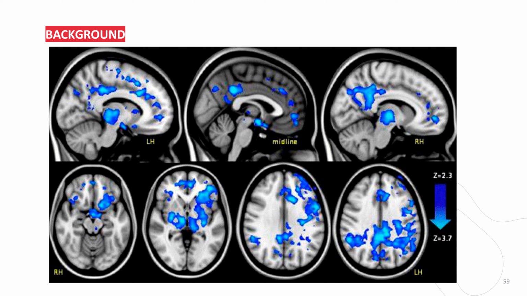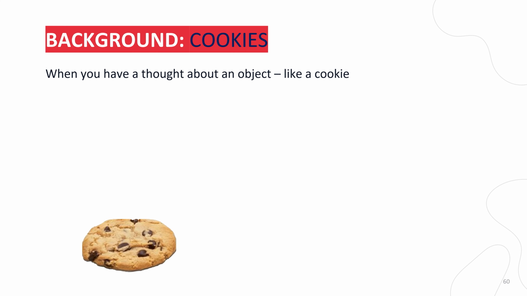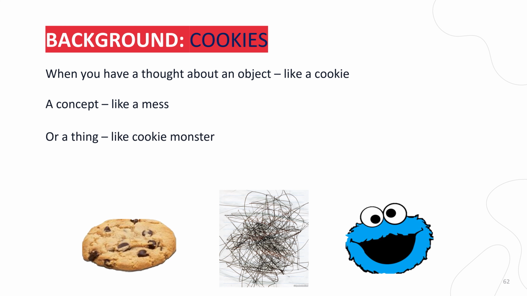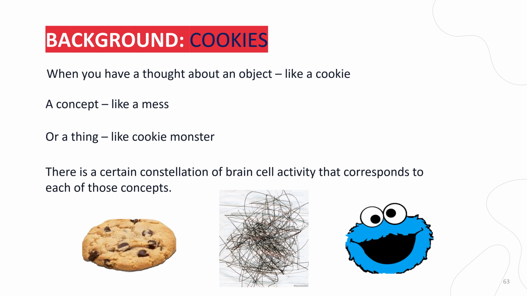And you can see evidence of this using an fMRI scanner. In fact, if I handed you a cookie or merely showed you a picture of a cookie, it would reactivate much of that same brain pattern. When you have a thought about an object, like a cookie, a concept, like a mess, or a thing like Cookie Monster, there's a certain constellation of brain cell activity that corresponds to each of those concepts.